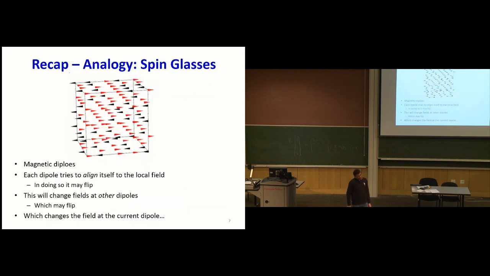Now, we saw that this model is actually a perfect computational analog to spin glasses. So spin glasses are these magnetic materials which have a lot of magnetic dipoles. Each dipole is going to try to align itself to its local field. And so if the local field is pointing in one direction and the dipole currently points in a different direction, the dipole will flip. But if the dipole flips, it's going to change the field in other locations. And so the other dipoles may flip and the whole thing can go on.